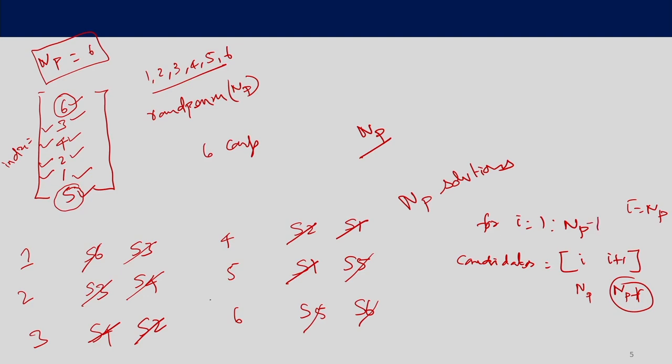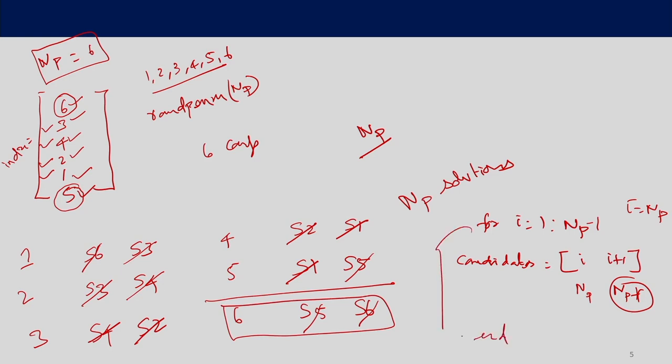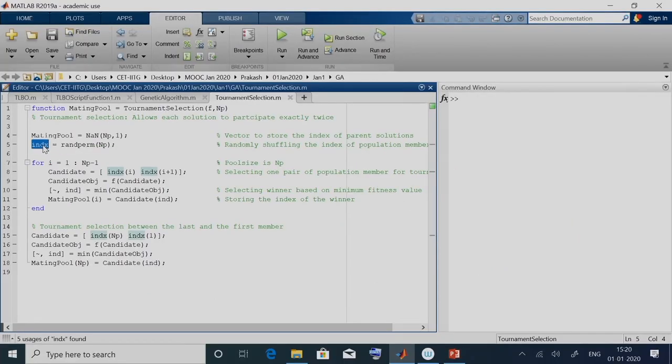So, we will be conducting till this 5 competitions inside the for loop, and the last competition we will conduct separately, outside of the for loop. That competition will be for the last member in this index and the first member in this index. So, this INDX will shuffle the solutions and give them in a random order, of the NP solutions which we have. So, what we are doing is running the loop 1 to NP minus 1 times.